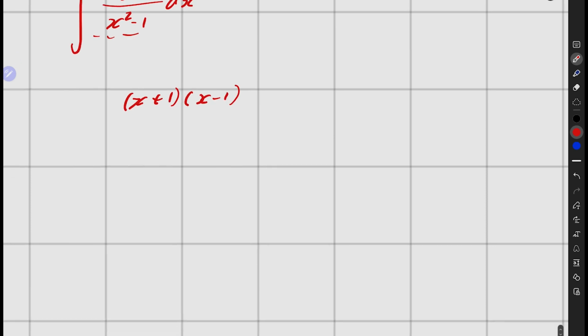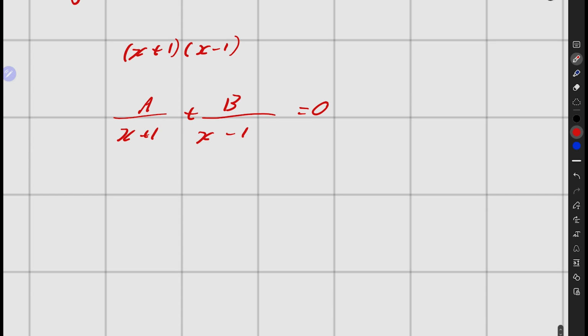Okay, so now we've factorised this again. Let's introduce our two variables. We're going to have a, x plus 1 plus b, x minus 1 equal to 0. So same process, exact same formula for this one as we did the first one. So give the video a pause, try and do this one yourself, give it a go, and let's go.